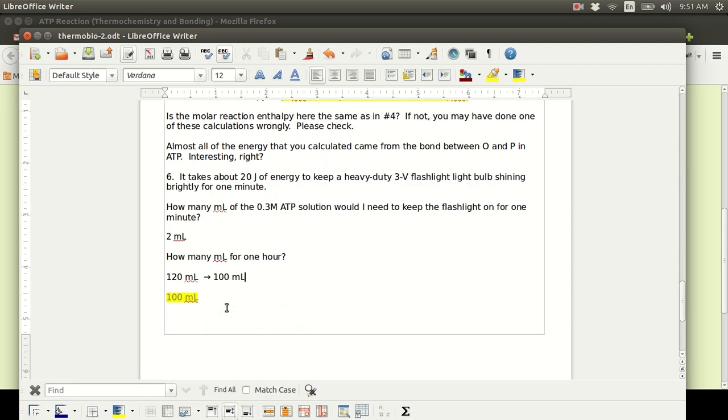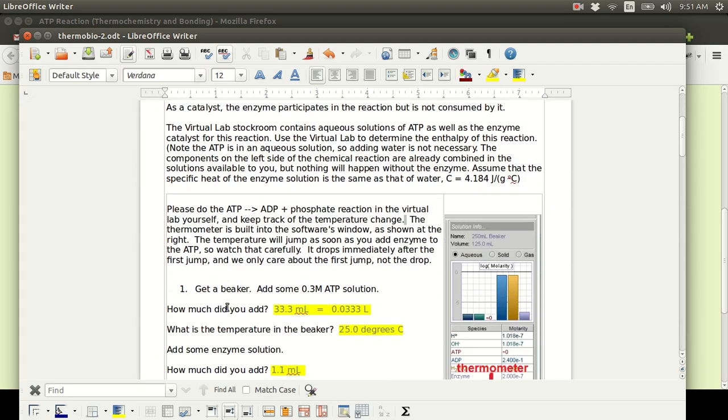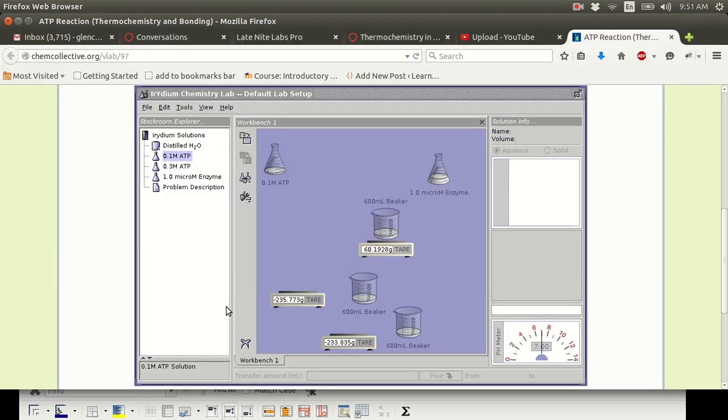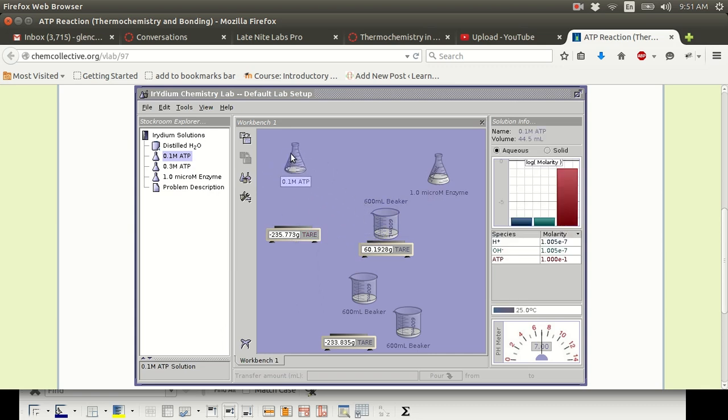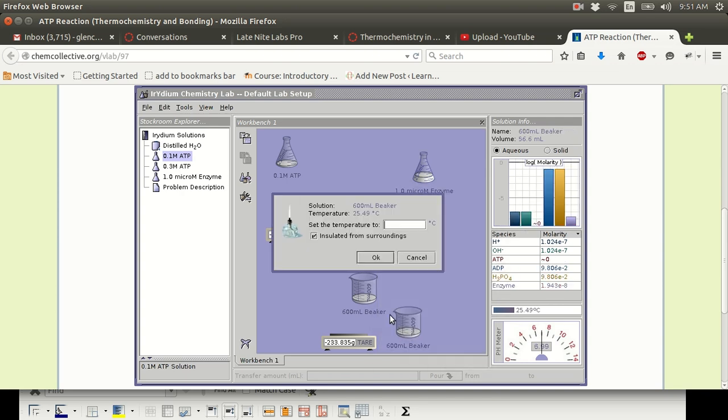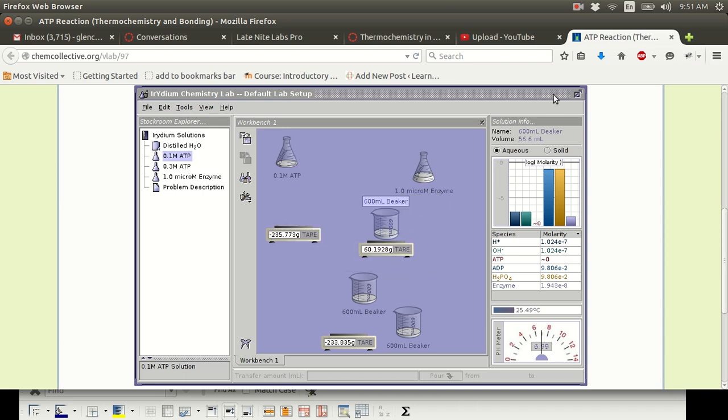There were 2 tricks, just to review, there were 2 tricks to this lab. And the first trick was you needed to use the balance with your empty beaker before you add your solution to the beaker. And the second trick was you had to look at that temperature real fast when you added the enzyme. Or you could have just right-clicked your beaker and clicked on thermal properties and checked the box insulate. Thank you. Sorry about those little 2 complications.